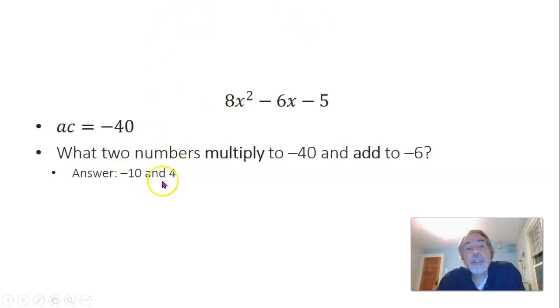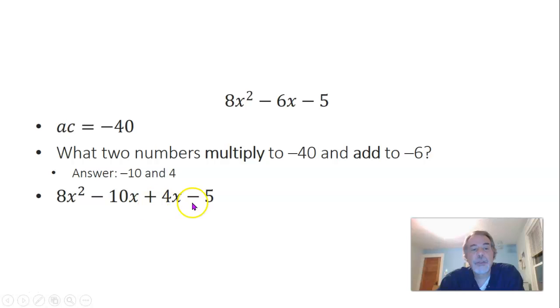We're going to use these two numbers to break up the middle term, replace the minus 6x with a minus 10x plus 4x. So it looks like this. 8x squared minus 10x plus 4x minus 5. And now we're going to factor that by grouping.